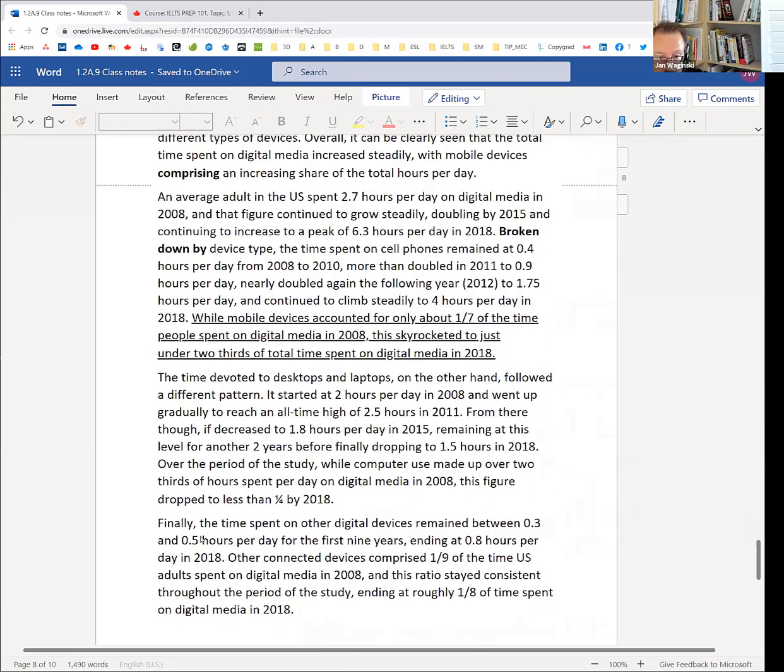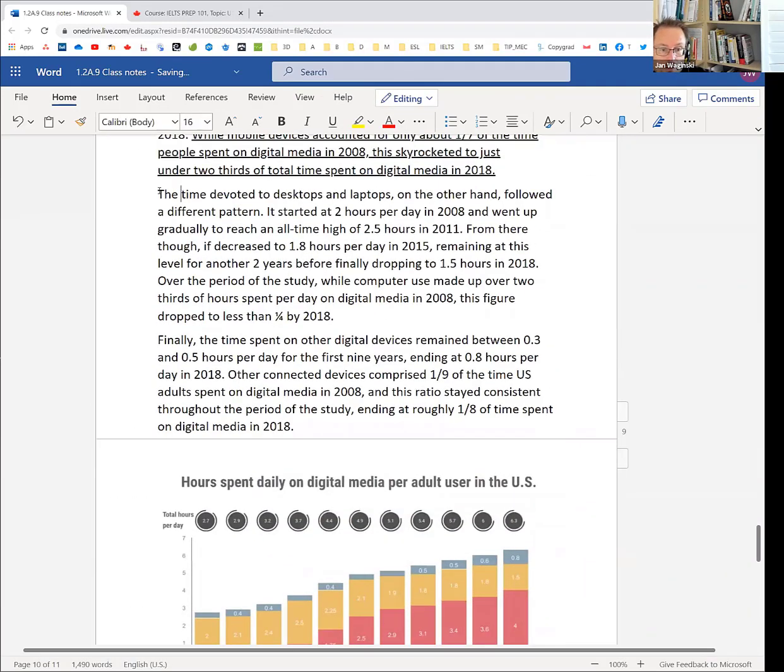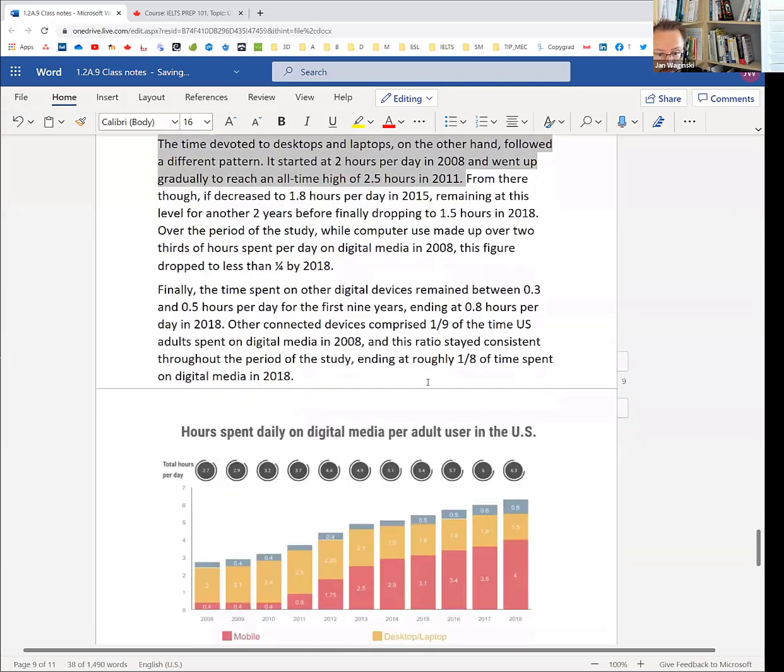Let's go on here. The time devoted to desktops and laptops, on the other hand, followed a different pattern. So we've got a nice introductory sentence here. It started at 2 hours per day in 2008 and went up gradually to reach an all-time high of 2.5 hours in 2011. So that's this part here. We're looking at the orange.